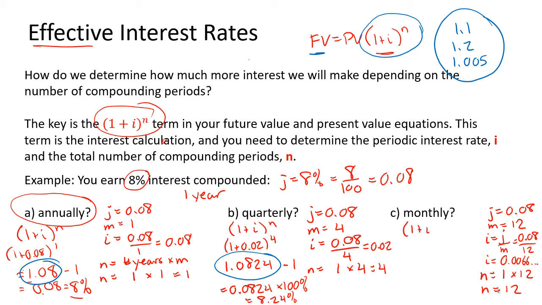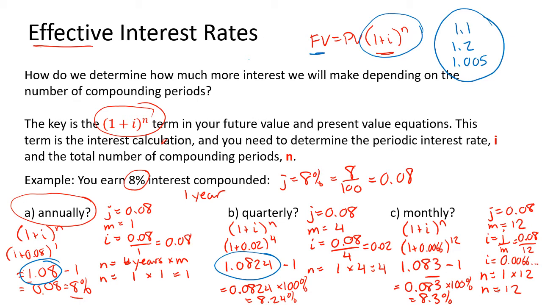So now your term, 1 plus i to the exponent n, becomes 1 plus 0.0066 repeating decimal to the exponent n, which is 12. If you calculate this out, you actually get an answer of 1.083. So again, it's slightly larger: 1.08, to 1.0824, to 1.083. If you subtract 1 off to get just your interest rate, you get 0.083. And if you want to convert that to a percentage, you multiply by 100%, and you get 8.3%. So you see here, it's higher.